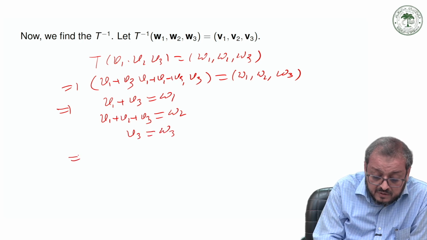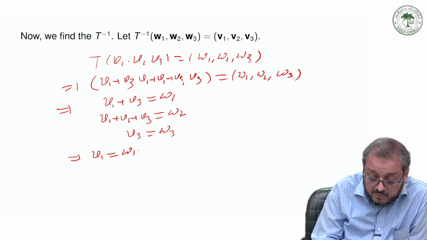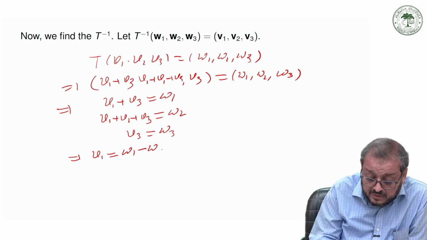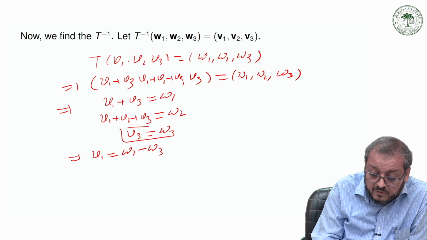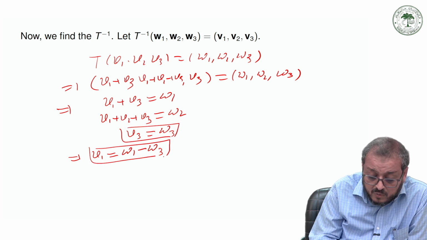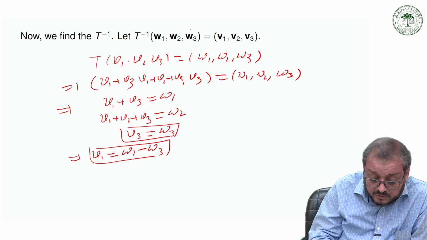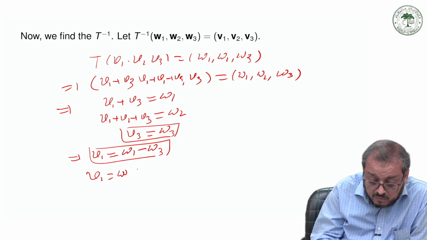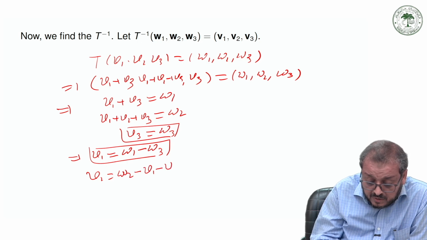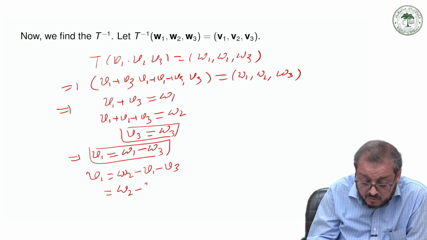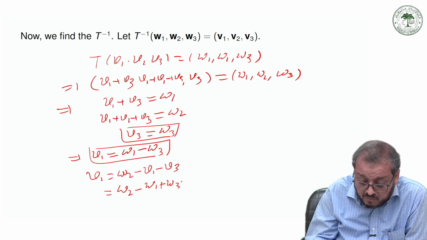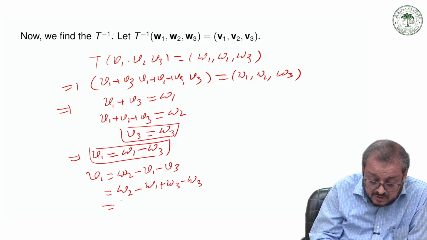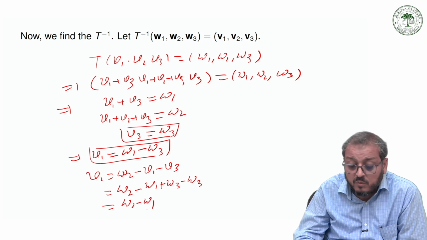Now by simplifying this, we get V1 is equal to W1 minus W3, and V3 is equal to W3. So V1 is equal to W1 minus W3. Substituting here, we get V2 is equal to W2 minus V1 minus V3. So W2 minus V1 is equal to W1 plus W3, and V3 is equal to minus W3. So this is nothing but W2 minus W1.